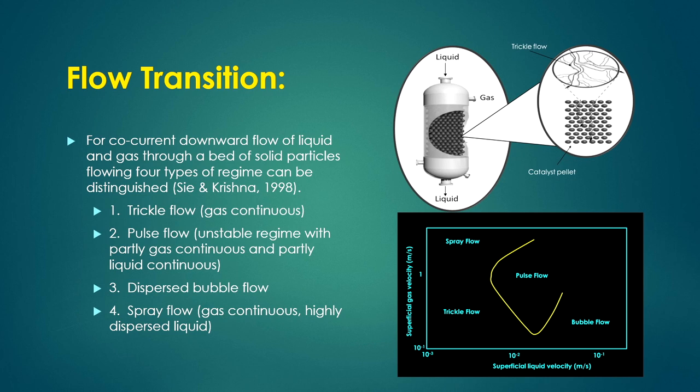Then dispersed bubble flow, where gas is distributed through the voids of the packed bed and bubbles are formed. So, bubbly flow will occur at a certain flow condition. And then spray flow, where gas and liquid are flowing, but gas is continuous and liquid is highly dispersed, that means it flows as droplets. So there are four special types of regime we can expect from this trickle bed reactor at different flow conditions.